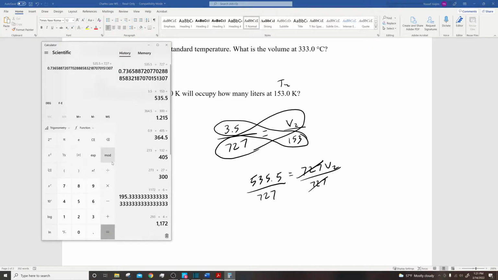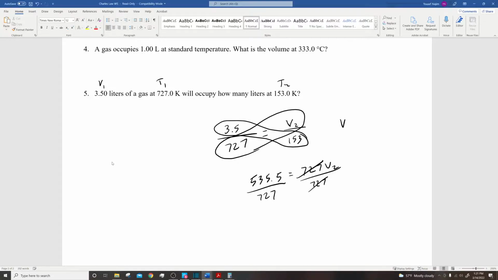0.736. We're just going to round that to 0.74. So V2 is equal to 0.74, and the unit is going to be liters. Make sure to include your unit in your answers. And that's it. Let's go ahead and move on to Gay-Lussac.